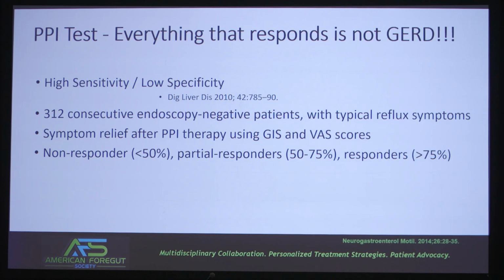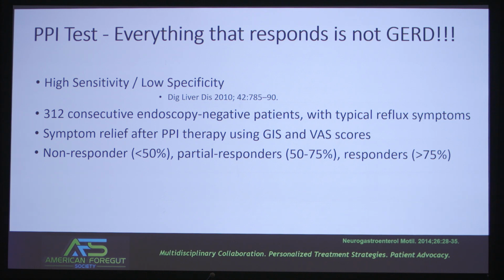So if we move forward from the Montreal definition and look at the guideline, the next thing is that anybody who has reflux should undergo this PPI test. Everybody should be started on a PPI, and if they respond, we probably have our diagnosis. And actually, the guidelines say that if you respond to PPI, you don't need any further testing. Now, we have seen a lot of work done in PPI non-responders. Let's look at PPI responders.